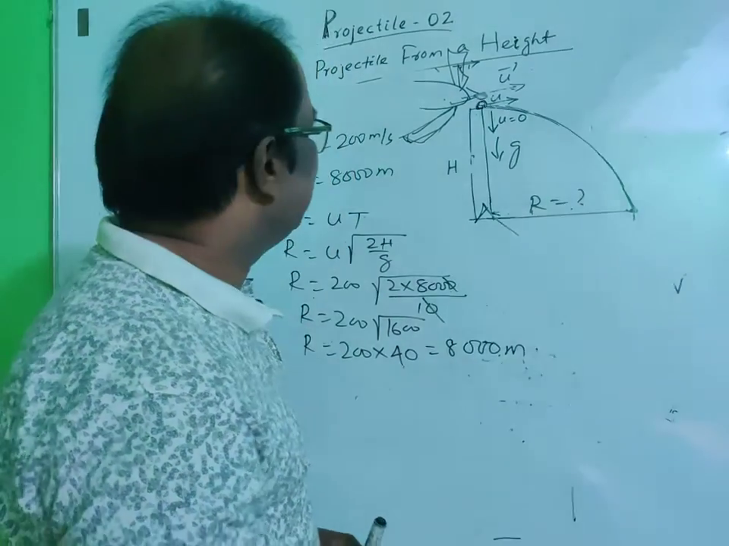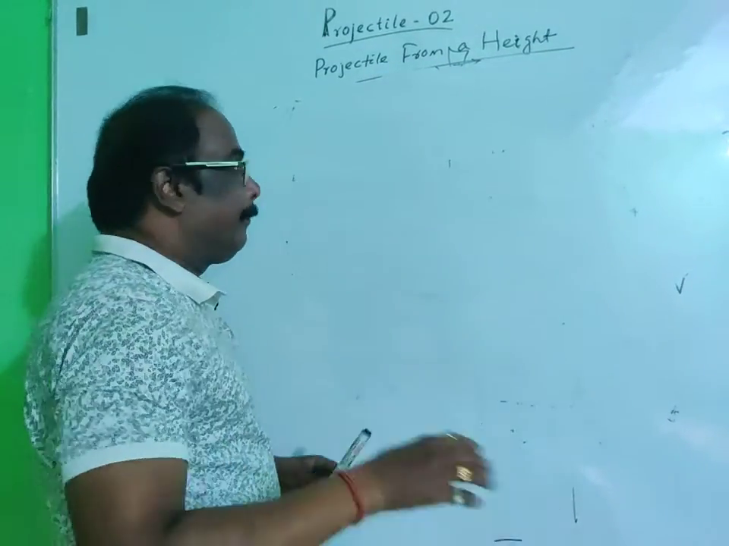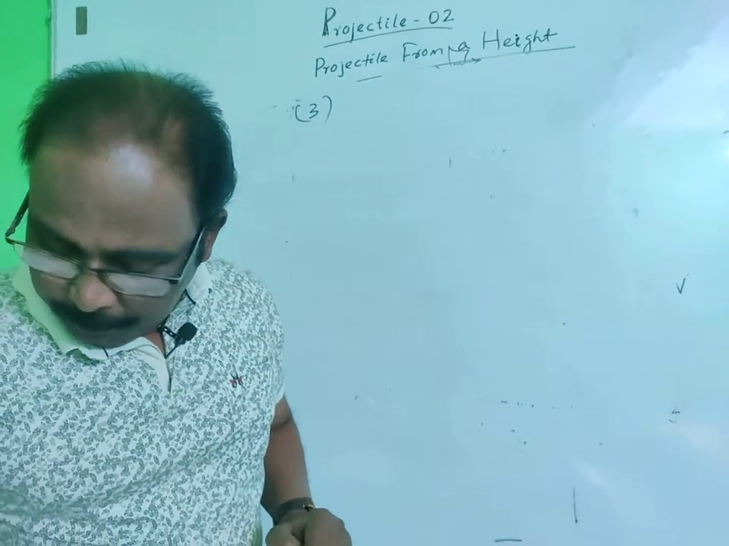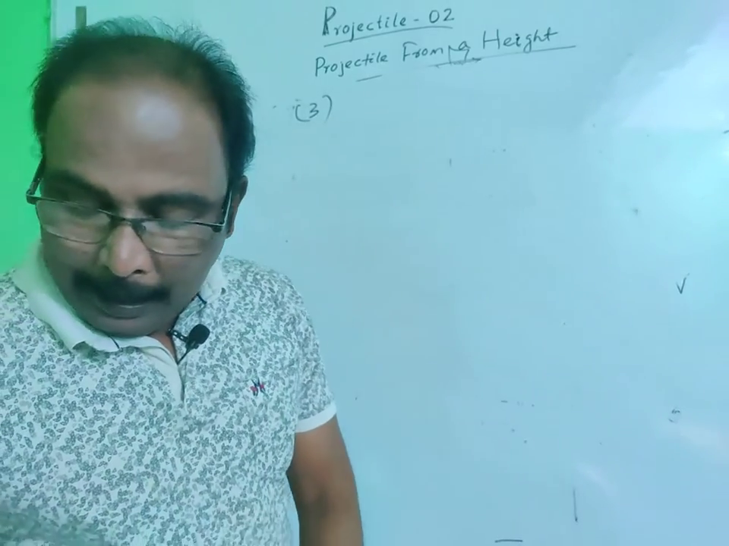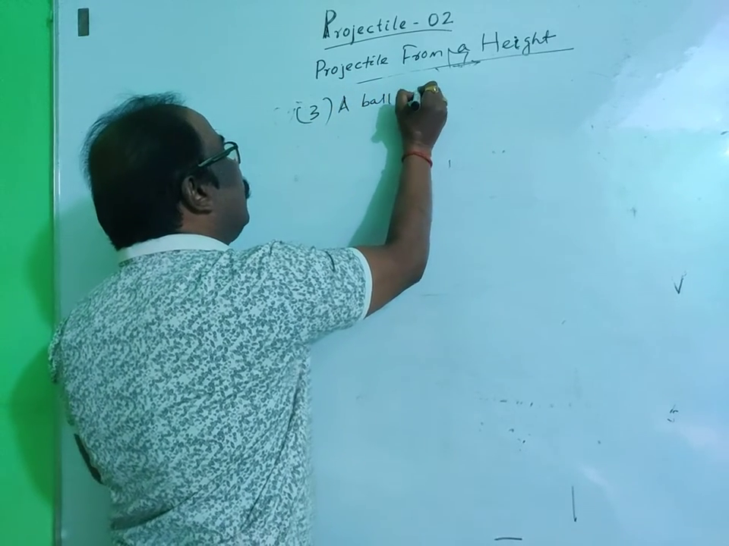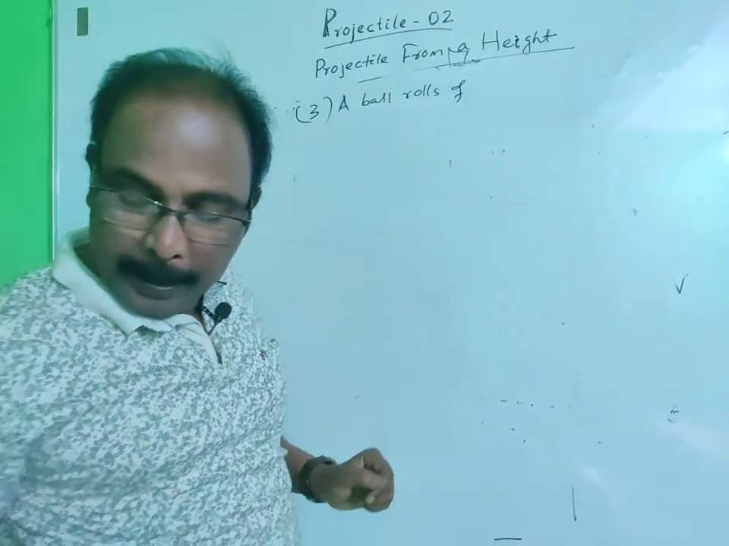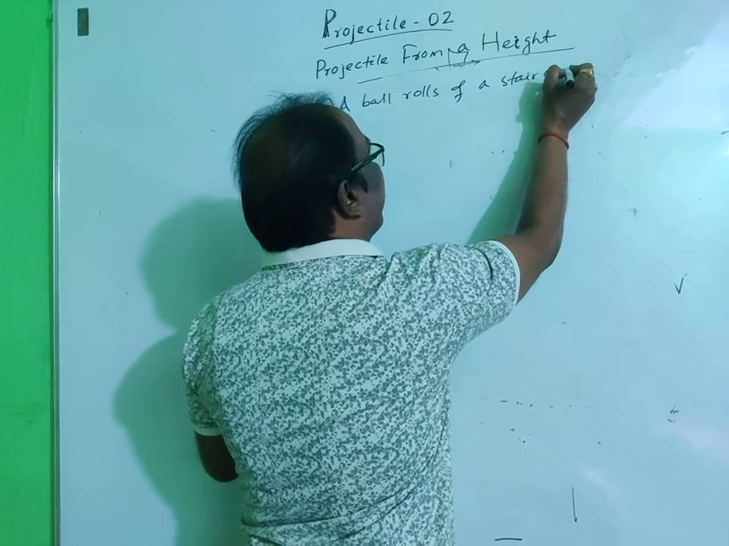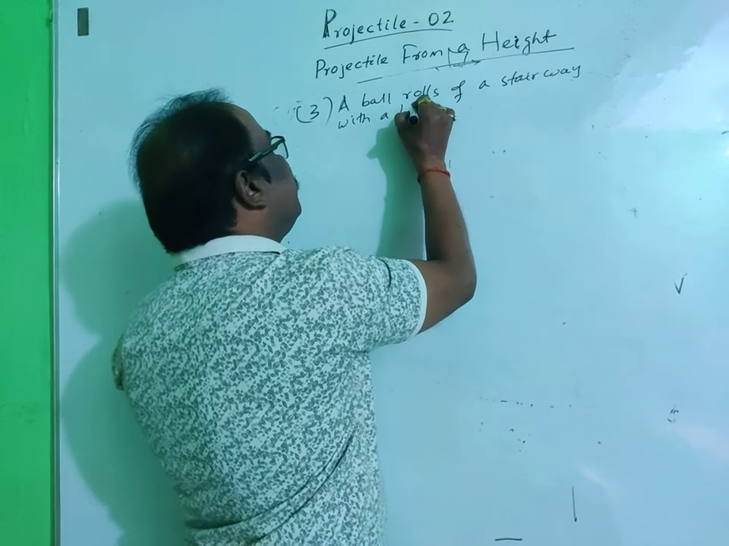So, two easier questions. Then question number 3. Oh, this is a beautiful question. A ball, I am writing it because options are given. A ball rolls up a stairway with a horizontal velocity.